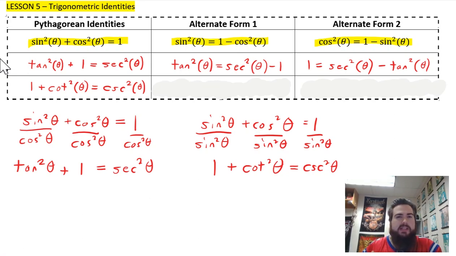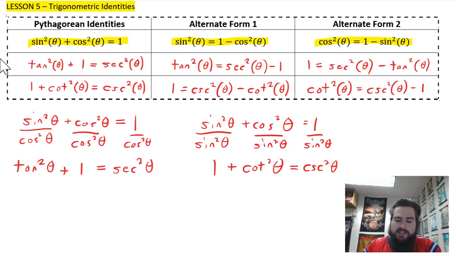The other forms, yet again, you can derive by moving one term over from the left over to the right. If I move cotangent squared over to the right side, I will get 1 equals cosecant squared minus cotangent squared. But if I instead move the 1 over to the right side, I will get cotangent squared equals cosecant squared minus 1. These are the Pythagorean identities that we will use quite a bit throughout this section.